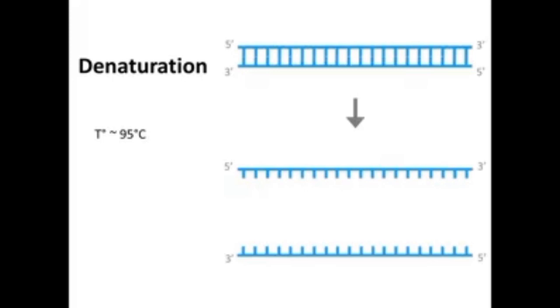The first phase is the denaturation. In that, we separate the DNA double strand with a high temperature, like 95 degrees Celsius.